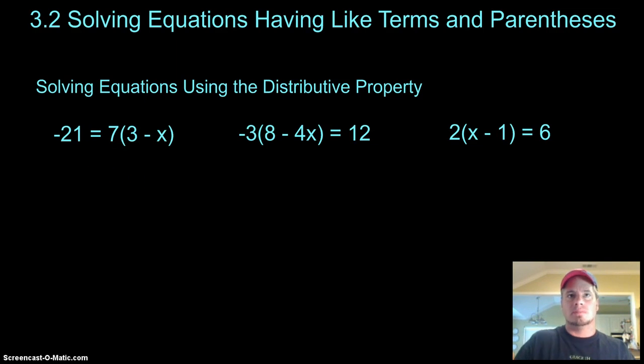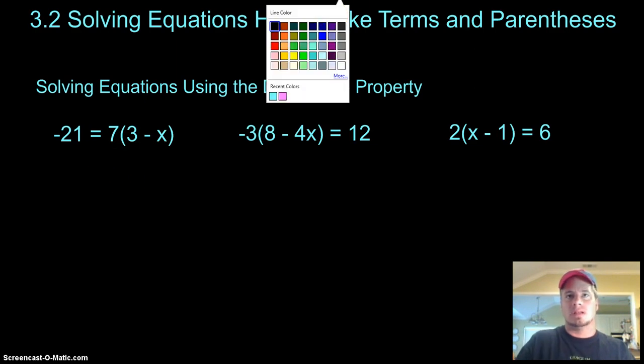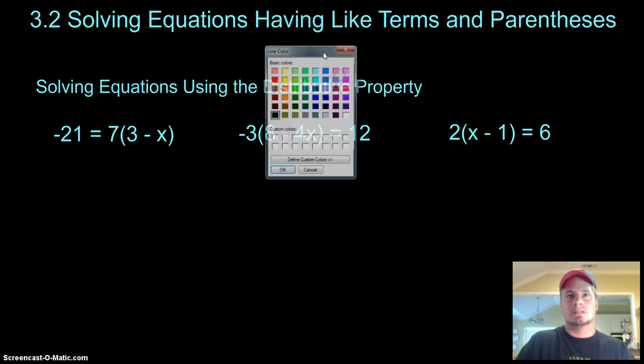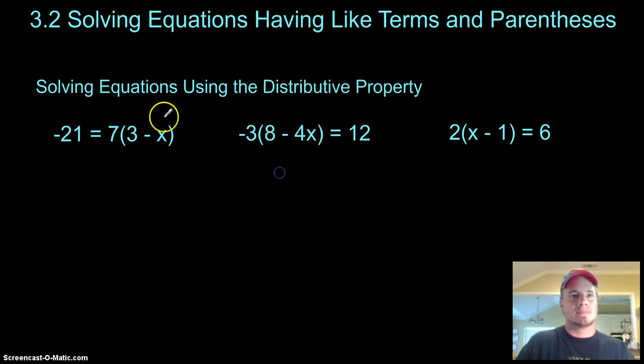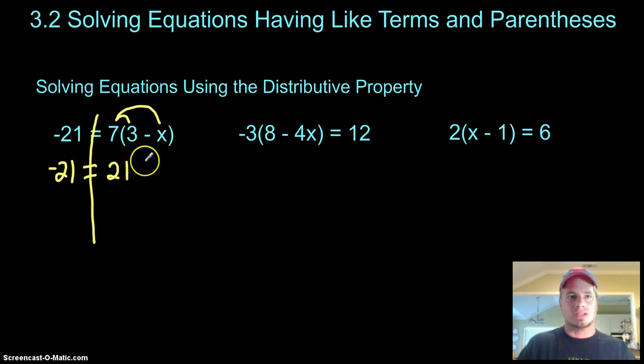So probably should get a good pen color. Let's try yellow here. Okay. So what I want to do is, again, let's do this line down the center, and I'm running a little crooked, but that's okay. Negative 21 equals. Now I want to multiply, so it's this times this, which is 21. And then this times this, that's a negative x, so it's negative 7x. Okay? Now we're ready to solve.